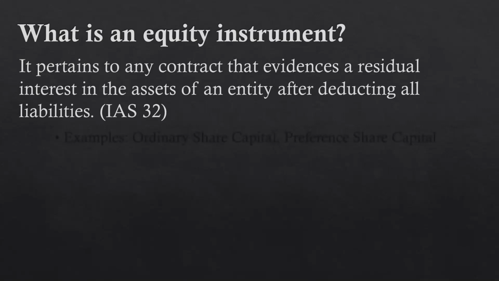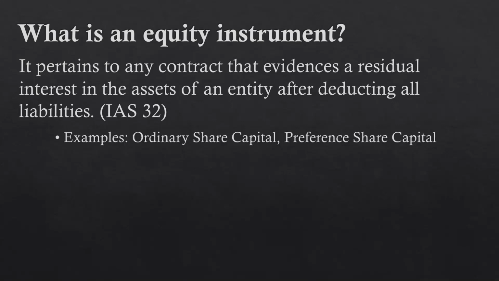So per equation, it's financial assets deducted with financial liabilities. Anything else that remains is what we refer to as equity instrument. Examples of them are ordinary share capital and preference share capital. These are just a few of the examples. So basically, capital stands as an equity instrument, as it is what just remains once liabilities have been deducted from the assets of an entity.